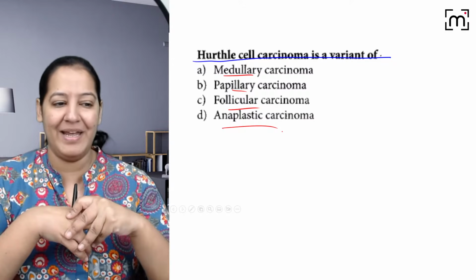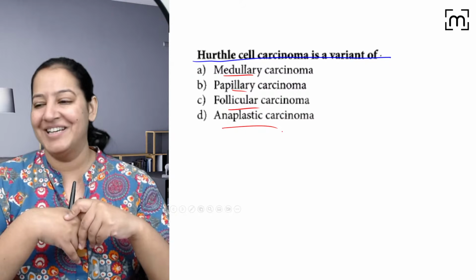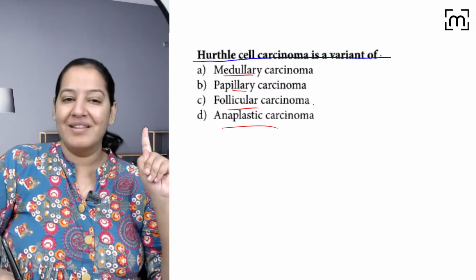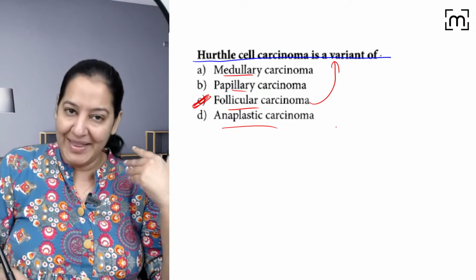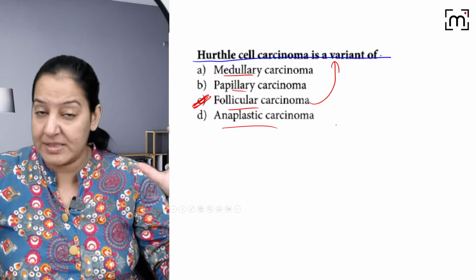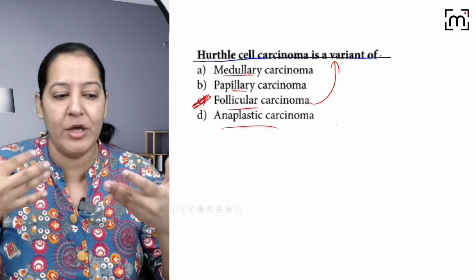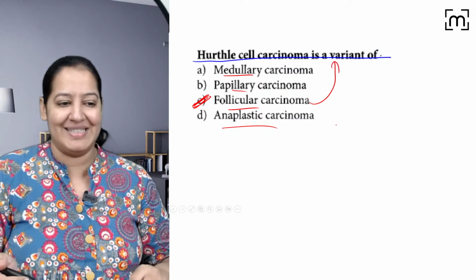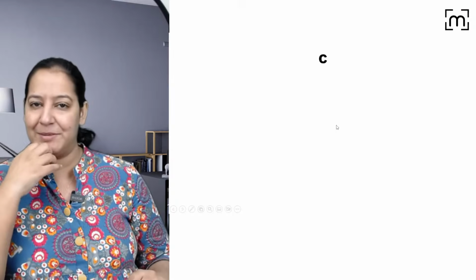Yes, absolutely right. So what is the correct answer? Of course, Hurthle cell carcinoma is a variant of follicular carcinoma. In Hurthle cell, the only difference is the cells are bigger, with abundant, granular, more pink, more eosinophilic cytoplasm. Very good, you all are right. The correct answer is C. I want everyone to participate, please.